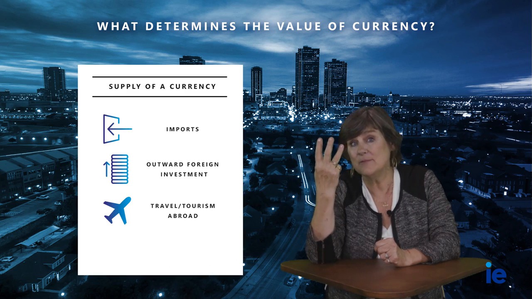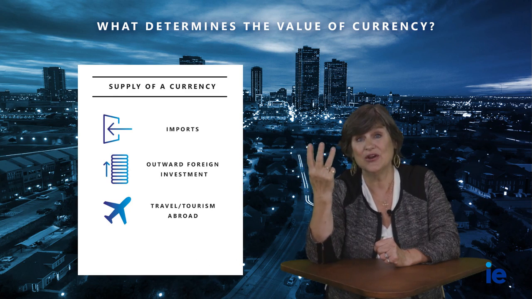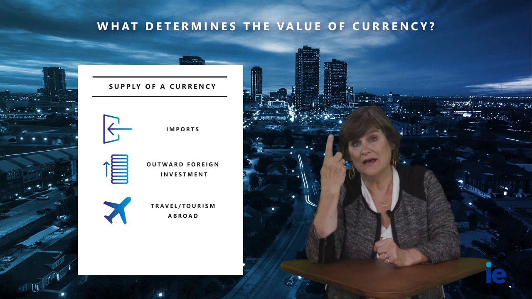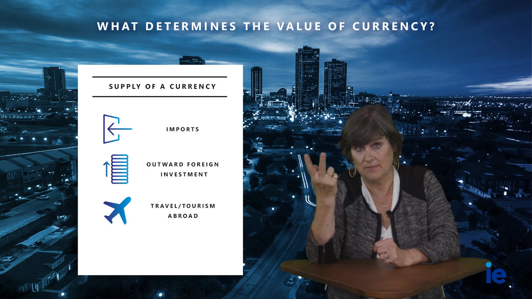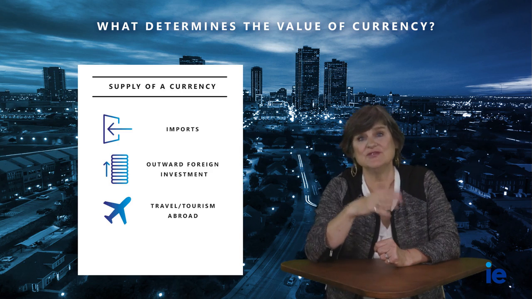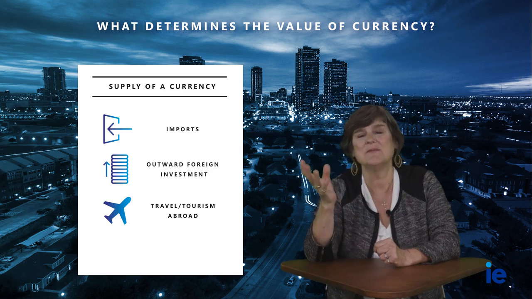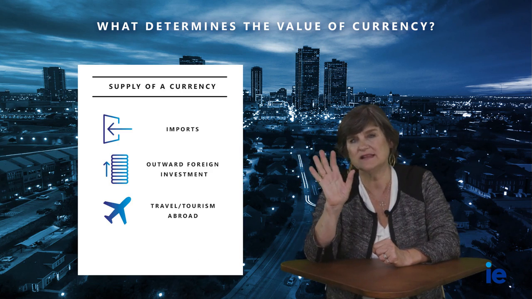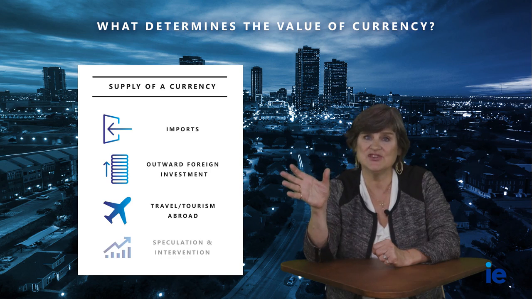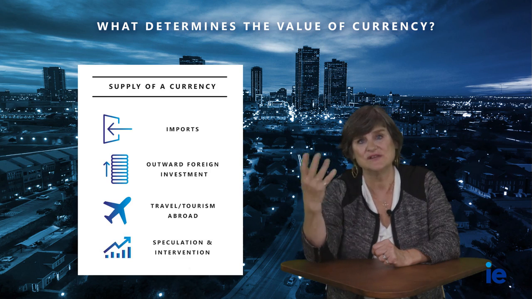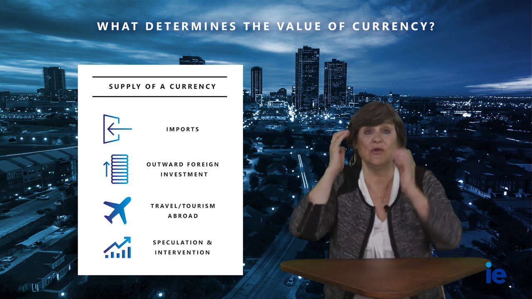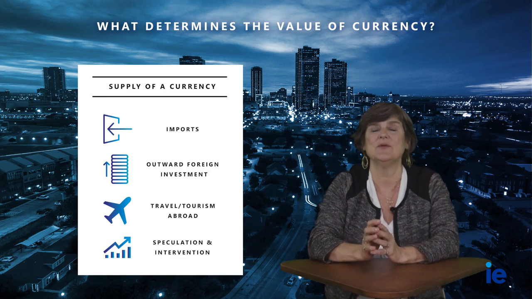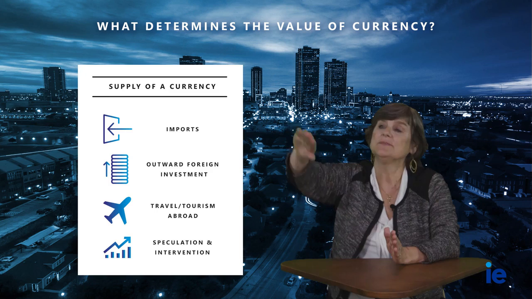So these are the three big sources of supply of a currency. It would be imports from a foreign country, it would be purchase of foreign assets, and it would be travel to that country. Now, additionally, there are some other sources of supply, and we'll be talking about these, maybe when we get to the demand side, would be easier. Speculation and government intervention also will affect the supply of the currency. I'll leave that for just a few moments later. So we've got our supply curve.